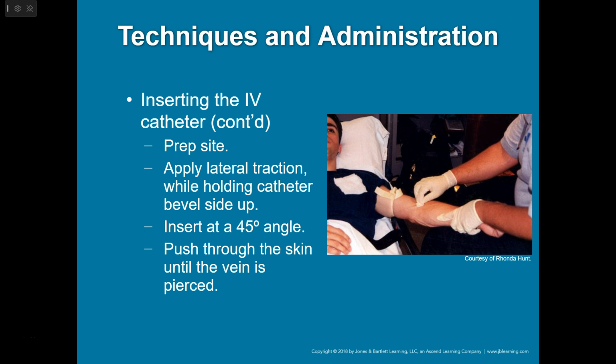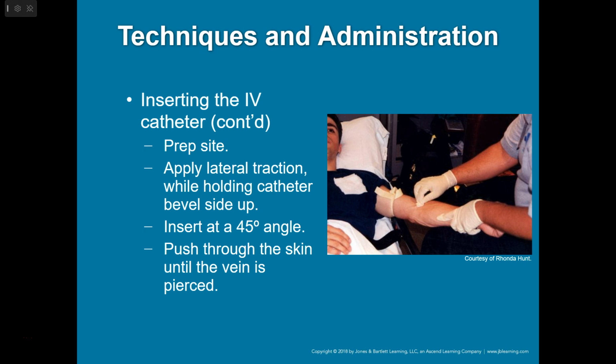Prep the site, apply traction, insert at a 45-degree angle, which is incorrect. I know it says that. You should really insert that IV catheter at like a 10 to 15 degree angle. I don't know why they put 45. That's way too aggressive of an angle. Lower it down, 10 to 15 degree angle. Push through the skin until the vein is pierced.